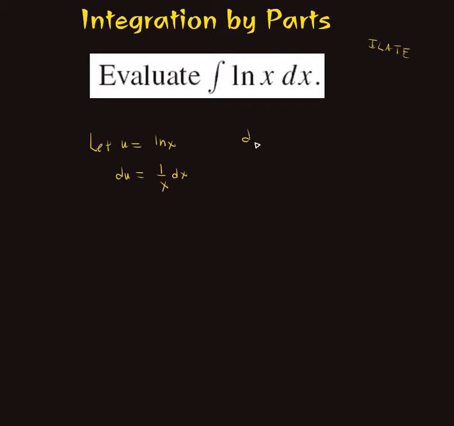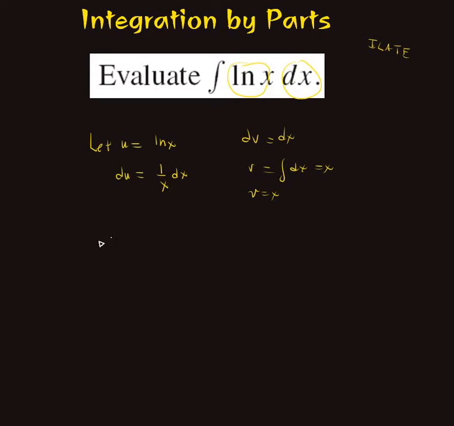Now dv is, if we already chose natural log as u, then what is left here, dv is going to be actually my dx, right? And then the integral of dv is going to be v is equal to the integral of dx, which is just x. So v is equal to x.